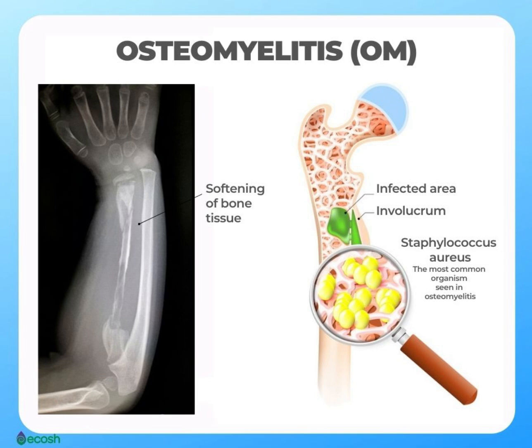3. MRI, magnetic resonance imaging, best imaging modality. High sensitivity for detecting early bone and soft tissue involvement. Shows marrow edema and abscess formation. 4. CT scan. Helps visualize bone destruction. Useful for detecting sequestrum and involucrum in chronic cases.